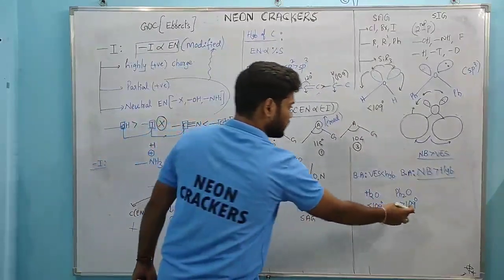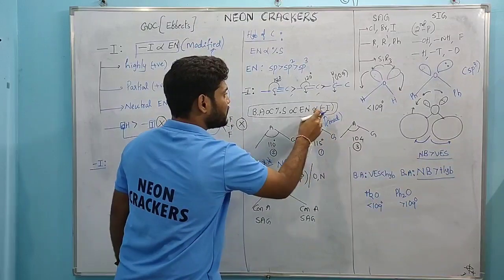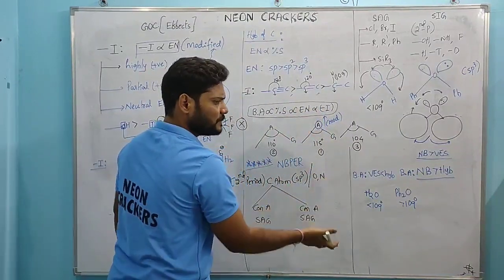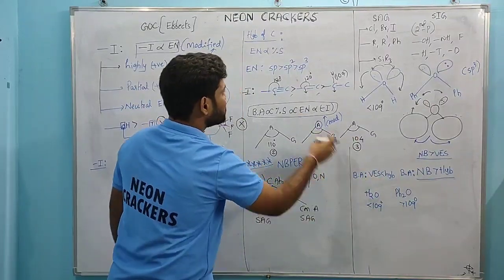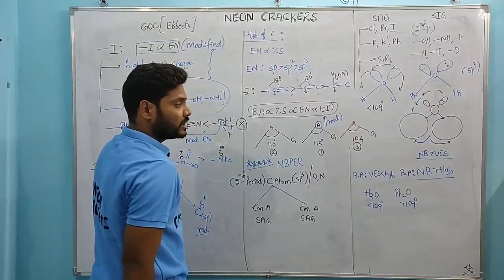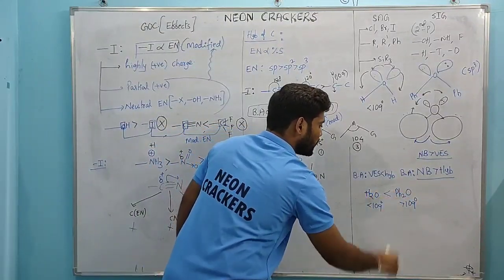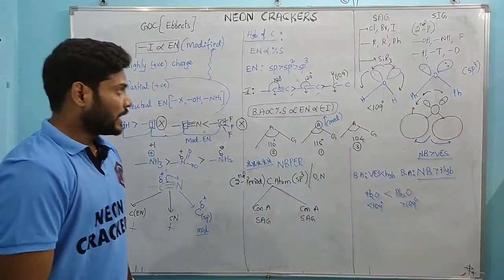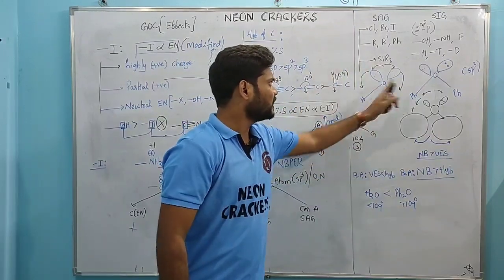So bond angle is increased. Bond angle is increased, so the minus I effect, that is the modified electronegativity, because both are having the same hybridization. But this bond angle concept is what here? Modified electronegativity. So here PH2O is having more minus I effect. Actually, this is what here, the inorganic molecules.